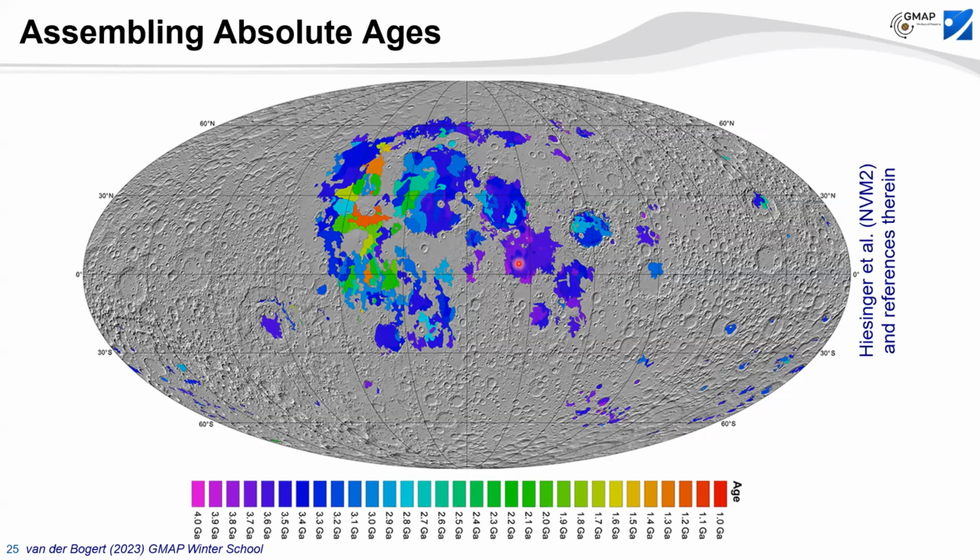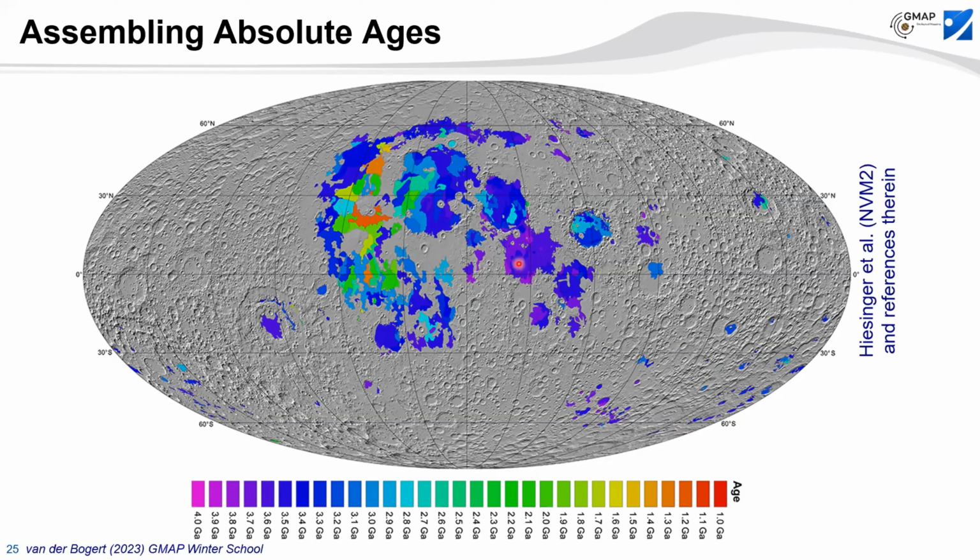This isn't just possible with Mare basalts, but you can do light plains units or scarps and faults that form on the moon, where you can get the data to measure their ages. So it's a really powerful tool. And it's not only useful for the moon: the lunar chronology has been adapted for use on Mars and on asteroids.